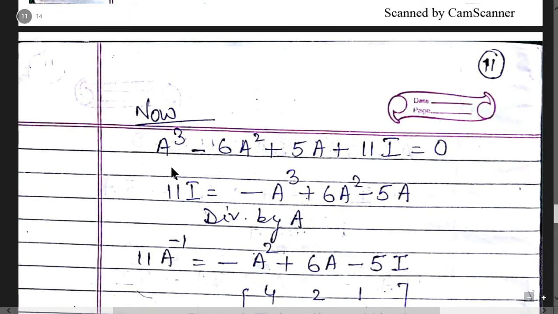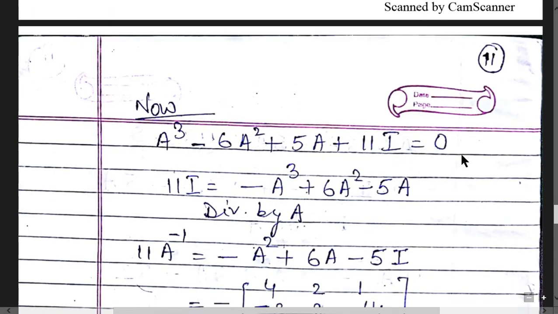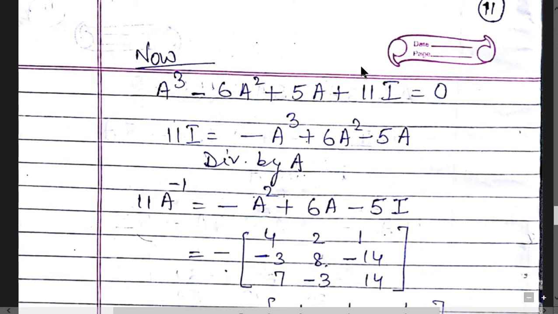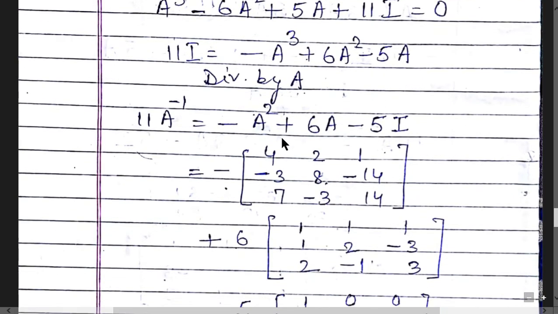Now from these values, suppose you have to calculate the value of A inverse. 11I on the left hand side and all other values on the right hand side, because when I divide I by A, you can find the value of A inverse. It's 11 into A inverse equals minus A square plus 6A minus 5I. Now insert the value of A square, then A and I.